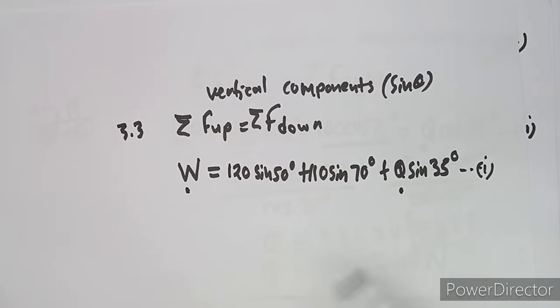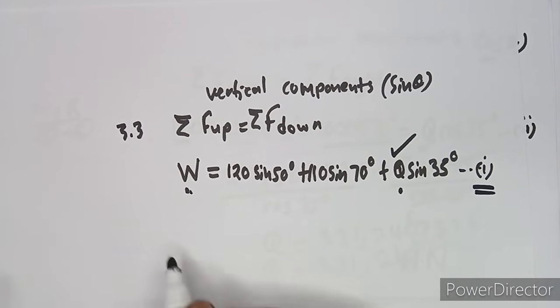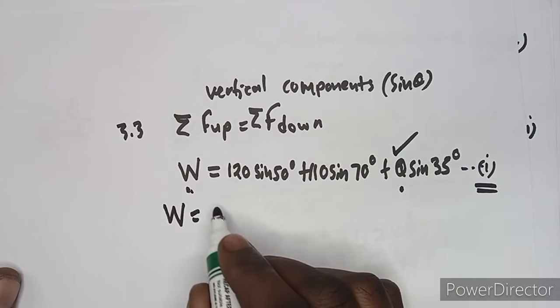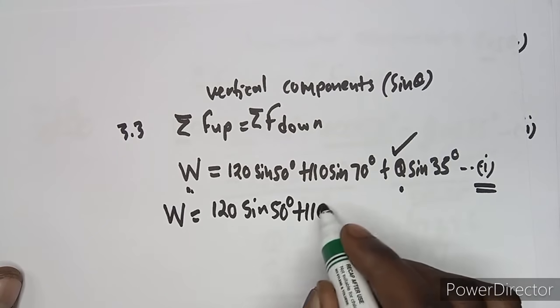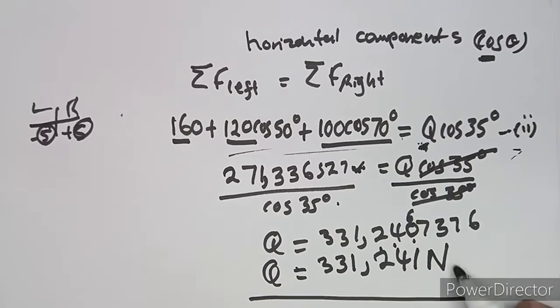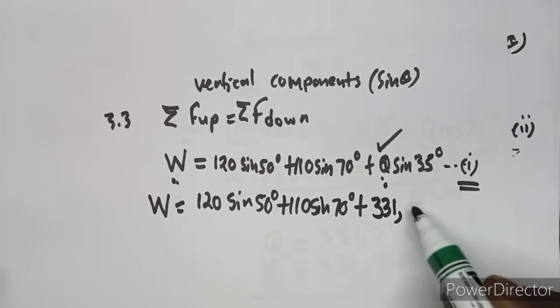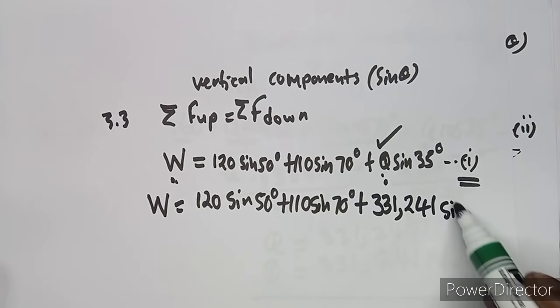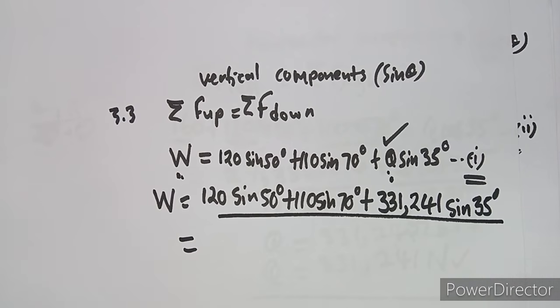So using equation 1, I can substitute here the value of Q so that I can obtain the value of W from equation 1. So that will be W is equal to 120 sine 50 degrees plus 110 sine 70 degrees plus the value of Q that I obtained here, which is 331.241, that's 331.241 sine 35 degrees. All right, so this is a matter of using your calculator properly here. Just evaluate everything as it is. That is the display that you're supposed to have from your calculator.